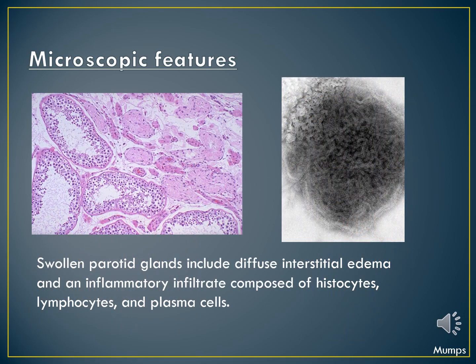Mumps usually occurs in the parotid gland. So the microscopic features of swollen parotid glands include diffuse interstitial edema and an inflammatory infiltrate composed of histiocytes, lymphocytes, and also plasma cells. The picture on the right shows an electron microscopic feature of the swelling.